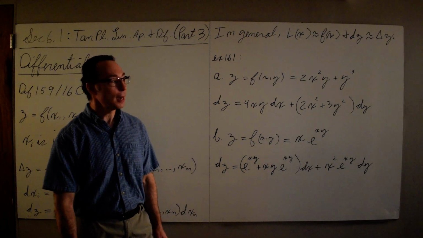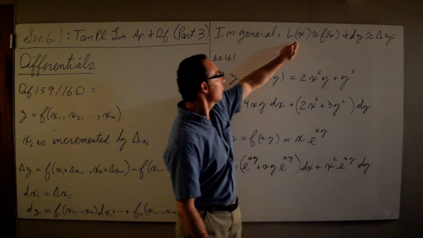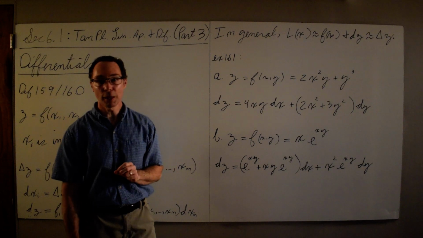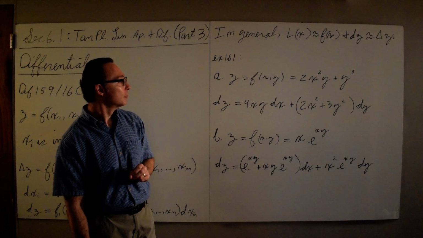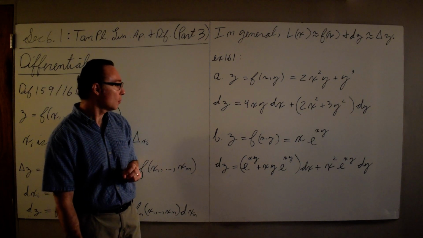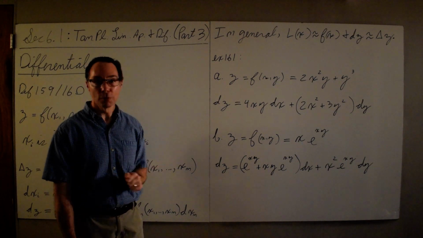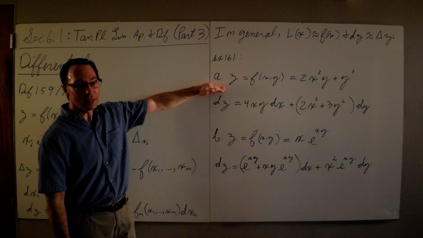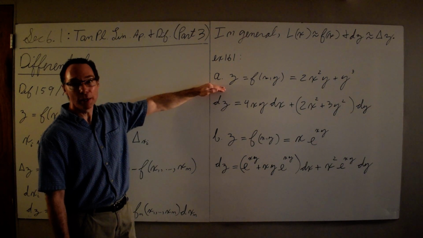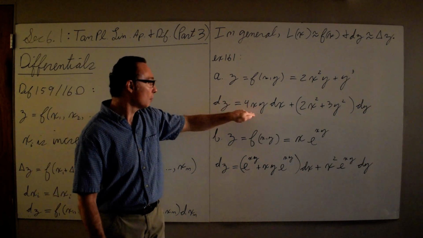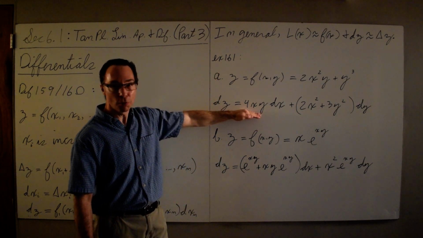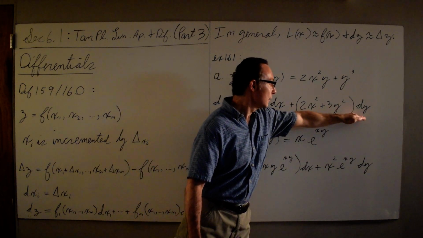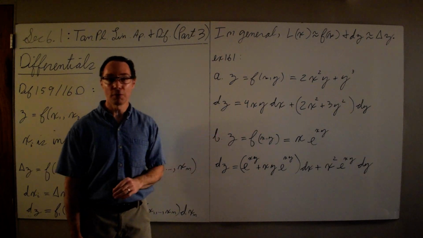Now, just like in Calculus 1, in general, we use a linear approximation to approximate a function value, and we use a differential to approximate a change in a function value. So if we look at example 161, example 161 was simply to calculate the differentials of the previous examples. So we have z is f of x y, which is 2x squared y plus y cubed. We already calculated the partial derivatives. So the partial derivative with respect to x times dx plus the partial derivative with respect to y times dy. We calculated those partial derivatives in the previous videos.